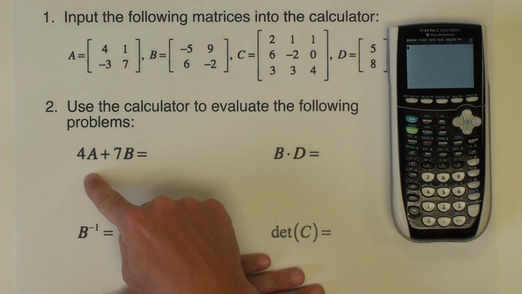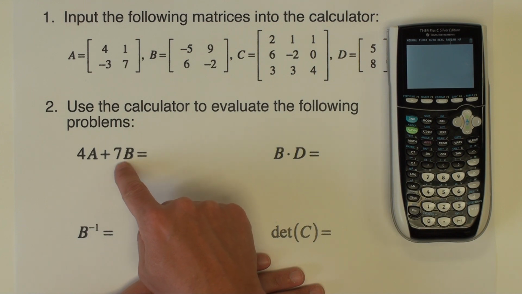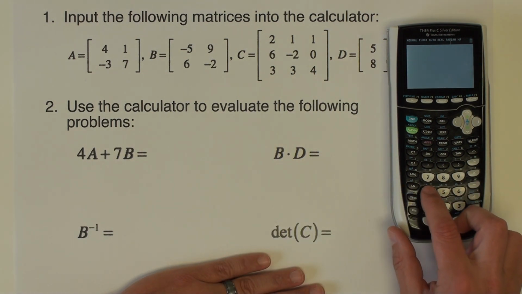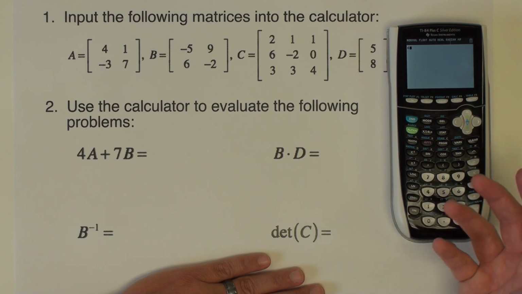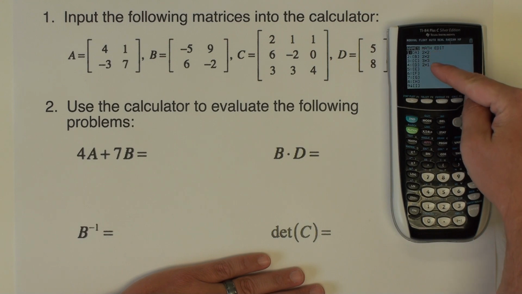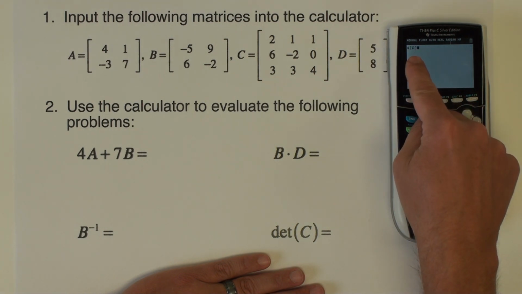Now I want to type in these problems. So the first one is to do 4 times matrix A plus 7 times matrix B. So I'm going to type 4, and then I need matrix A. I'm going to go to my matrix menu, and where matrix A is listed right here, I'm just going to select it. I can use my up and down arrows to select the matrix that I want. I'm going to hit enter, and it pulls that out to the main screen.